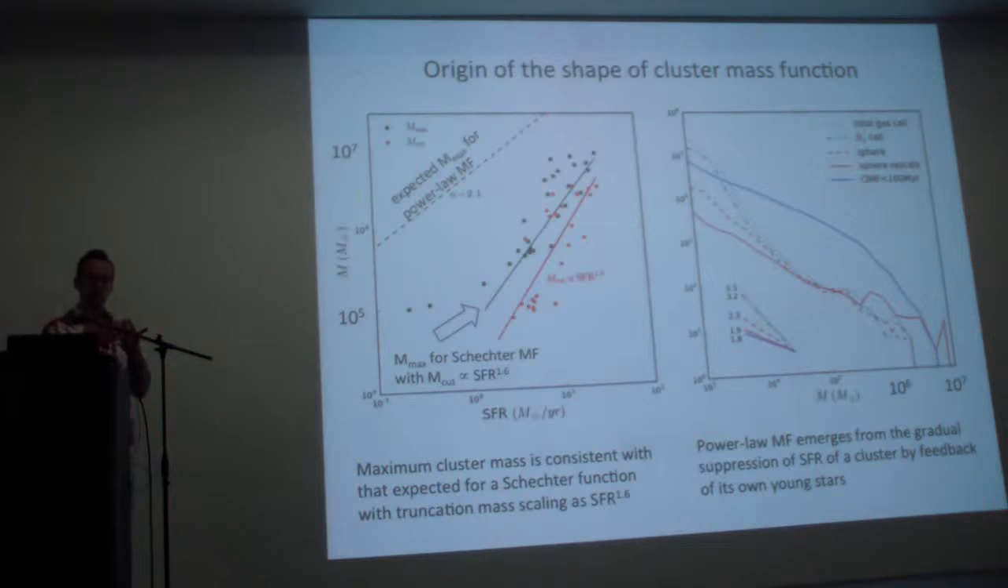So what is the origin of the shape of this mass function? What happens with it?